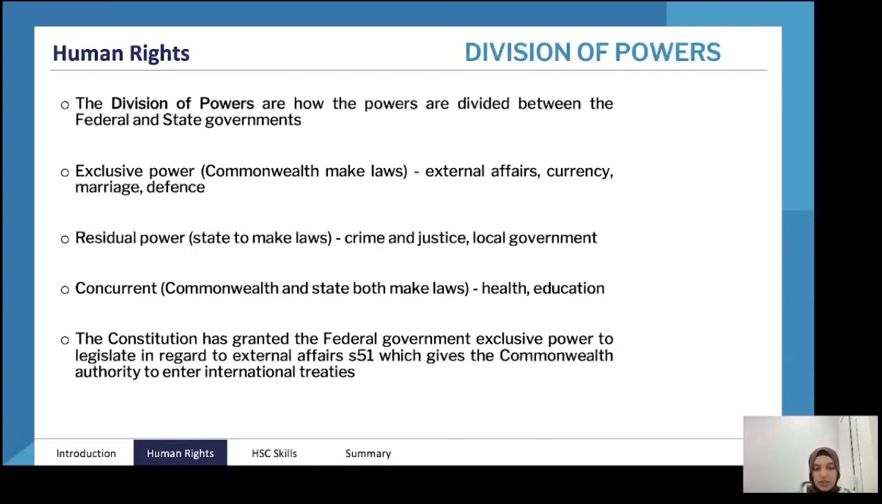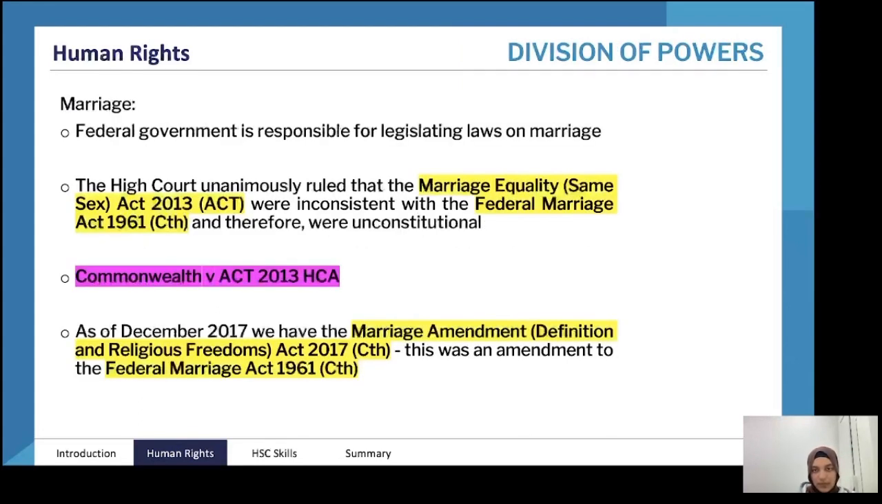So the Constitution has granted the federal government exclusive power to legislate in regard to external affairs, so Section 51, which gives the Australian Commonwealth authority basically to enter international treaties. Then we've got the issue of marriage.